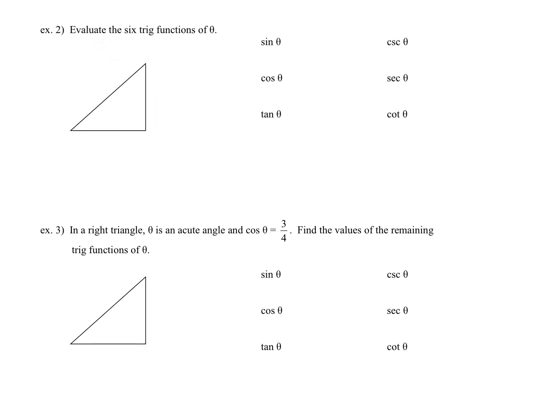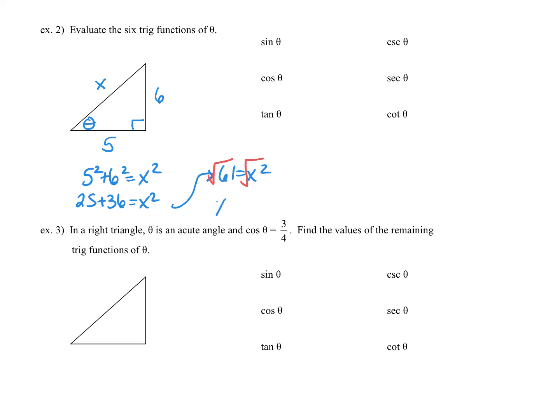So in number 2, I'm going to give you that theta is here. Here is my right angle. And I'm going to give you sides 5 and 6. So we need to solve for my hypotenuse, or that's missing side. So we're going to use 5 squared plus 6 squared equals x squared. So 25 plus 36 would equal x squared. So 61 is going to equal x squared. Now to get x alone, I'm going to take the square root of both sides. In this case, 61 does not square root, so we're going to leave it as the square root of 61.